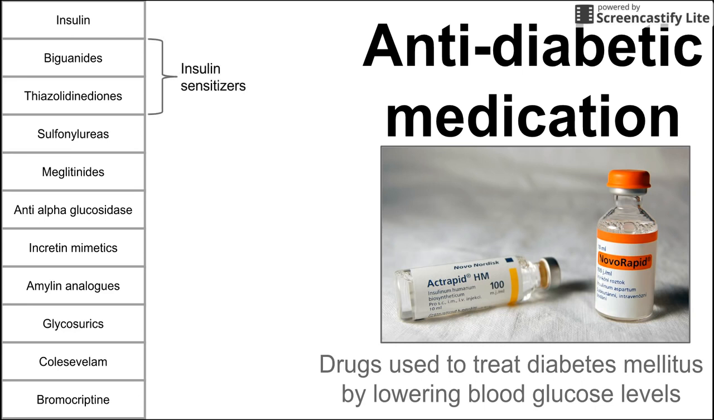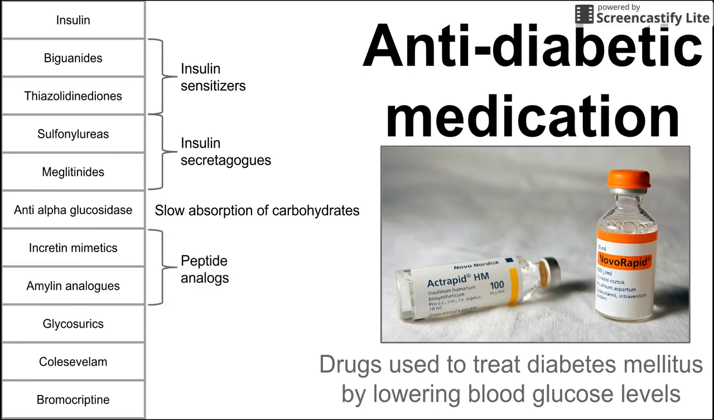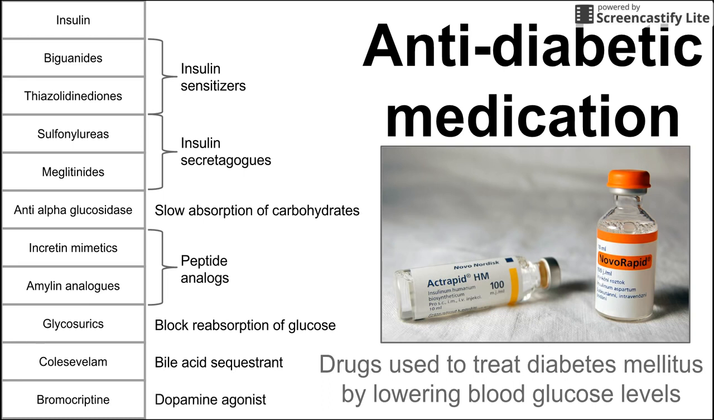We have the insulin sensitizers, the insulin secretagogues, the anti-alpha glucosidases, which allow for slow absorption of carbohydrates. We have peptide analogs that serve a couple functions that we'll talk about. We have the glycosyurics, which block reabsorption of glucose in the kidneys. And then we have two random grab bag drugs that are approved for anti-diabetic purposes, but really have other primary purposes. That's a bile acid sequestrant, colesevelam, and bromocriptine, a dopamine agonist.